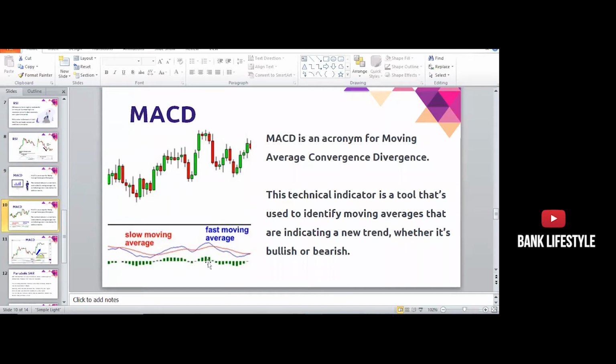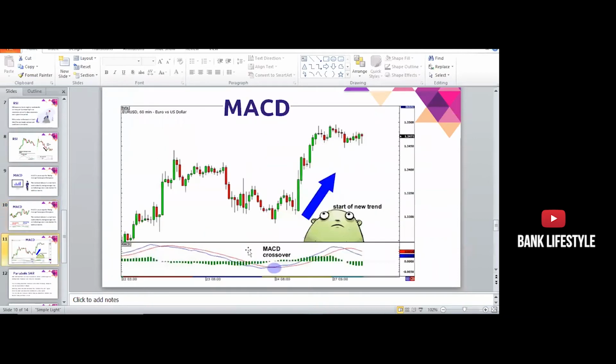The MACD works with two moving averages. If you've been trading for a while, you've probably heard of the word moving average before. Most traders use the moving average, but with MACD it uses two moving averages, and we have the slow moving average and the fast moving average. I'm going to explain that as well. So here you see.